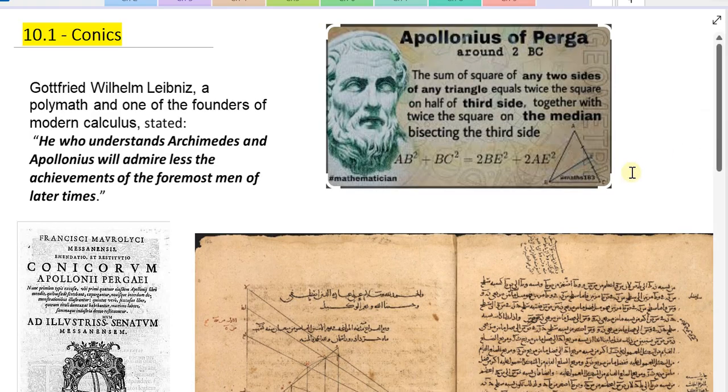Now, the study of conic sections dates back almost 2,000 years, to Apollonius of Perga. Perga, from what I understand, is the old city in Turkey. You can do more research on that and see exactly where Perga is. It no longer exists as Perga.